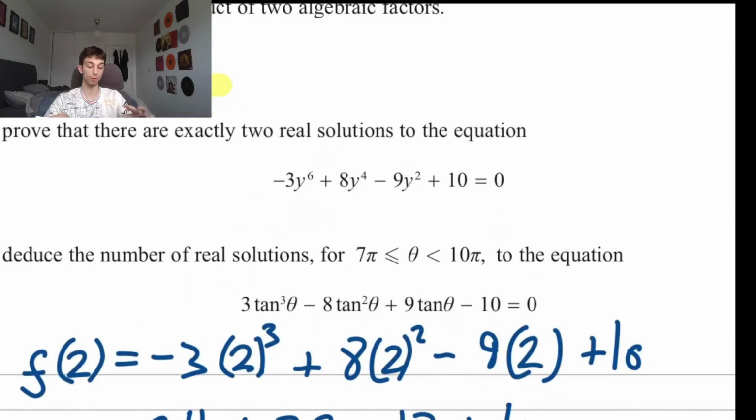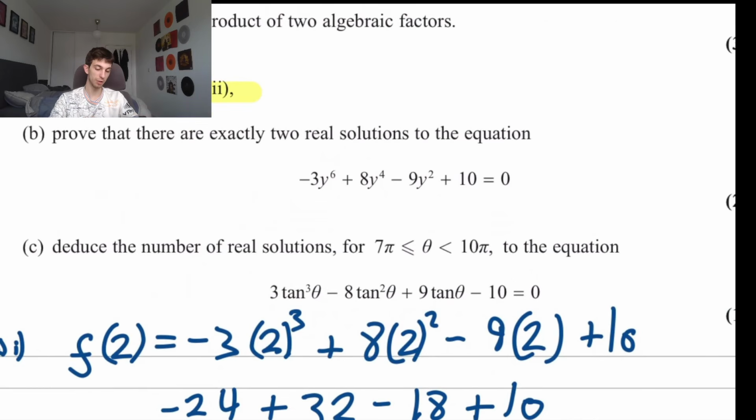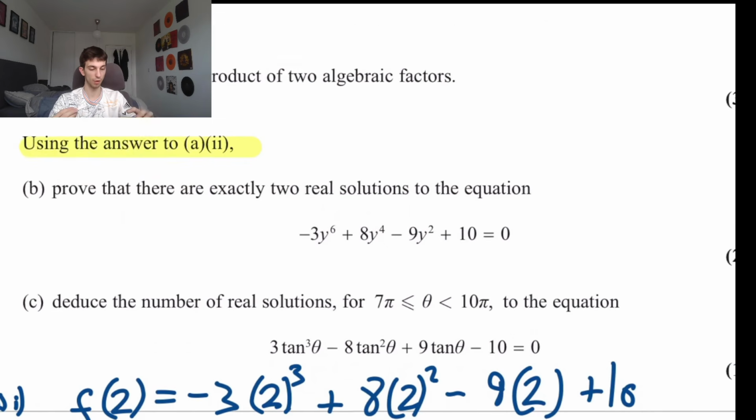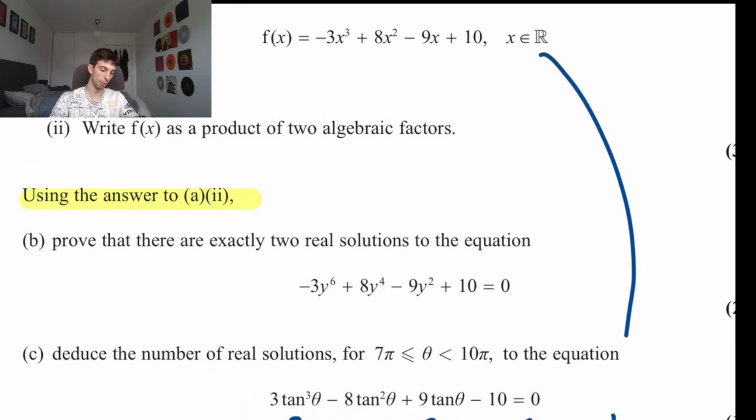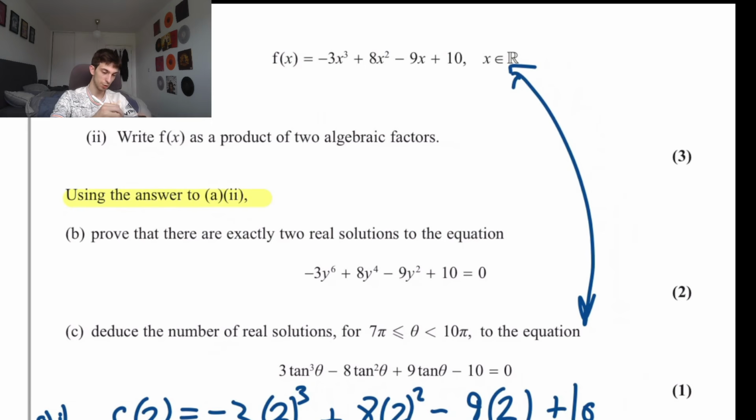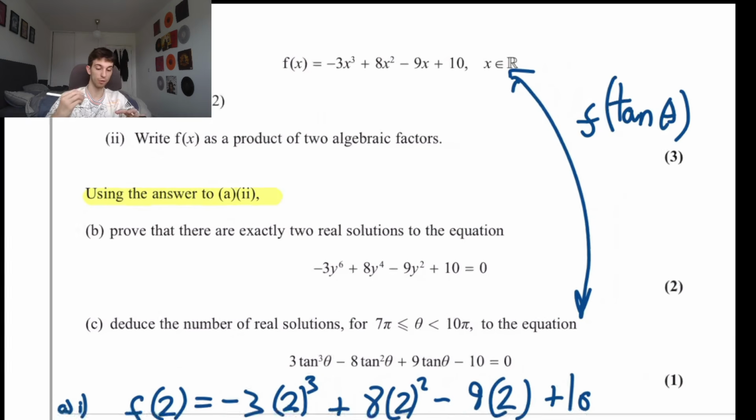We have to deduce the number of real solutions for theta larger than or equal to 7 pi and less than 10 pi to the equation 3 tan cubed theta minus 8 tan squared theta plus 9 tan theta minus 10 equals 0. So comparing this back to part A, we can see this is almost the same, but instead of x, we have tan theta, and the whole thing is multiplied by minus 1. But because this is equal to 0, we can multiply both sides by minus 1, and it wouldn't change the solutions. Okay, so that's completely fine. So this is actually just f of tan theta. So we can work from there.